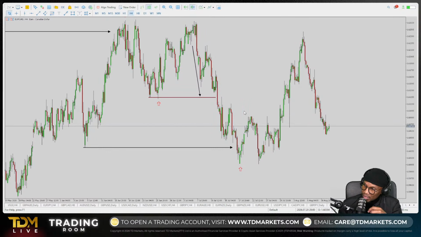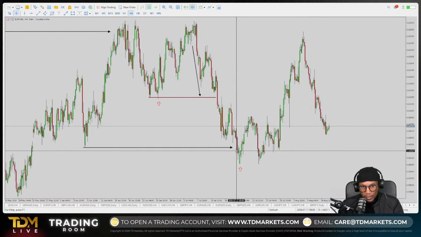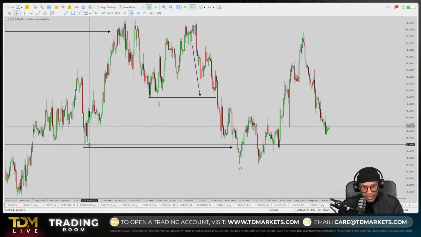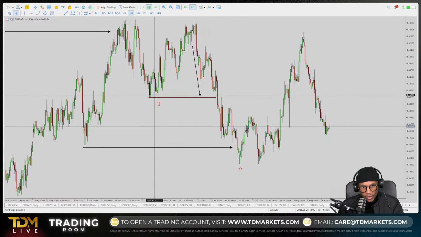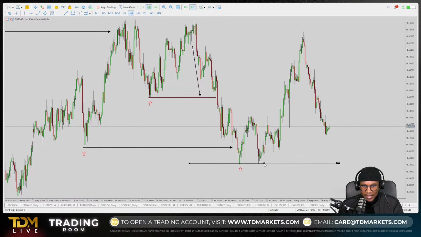How would you have known what's going to happen here? Well, structure is very important. Market structure, very important. So now, price breaking this structure, right? You don't need two structures. You just need only one structure. But here we've got two structures. Price breaking these two structures and giving us a new structure, what does that mean? It means the structure is turning bearish.